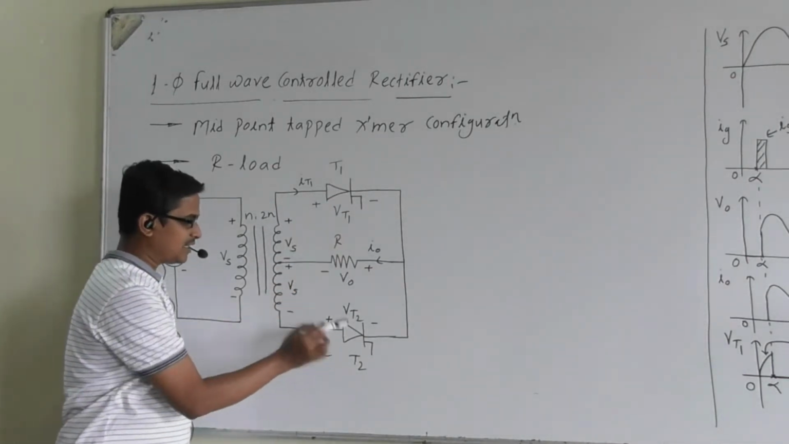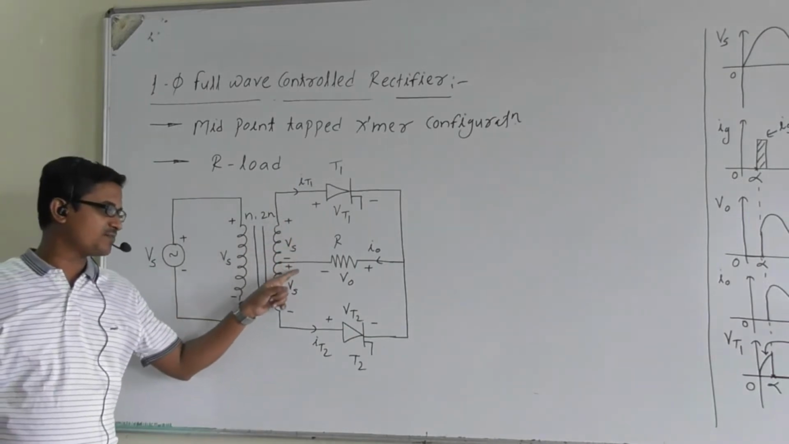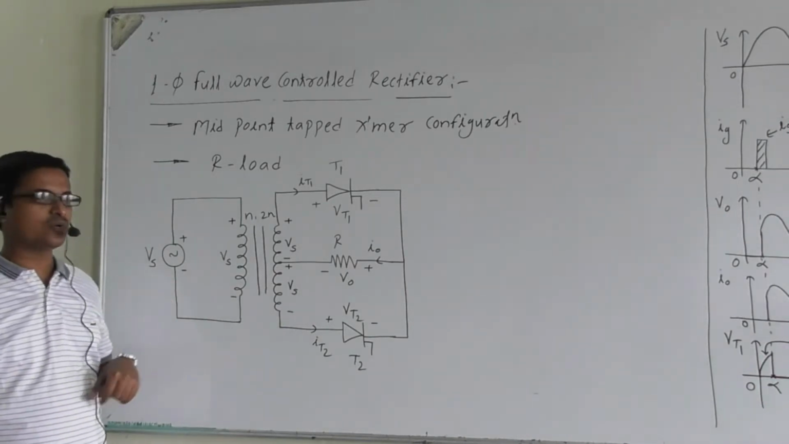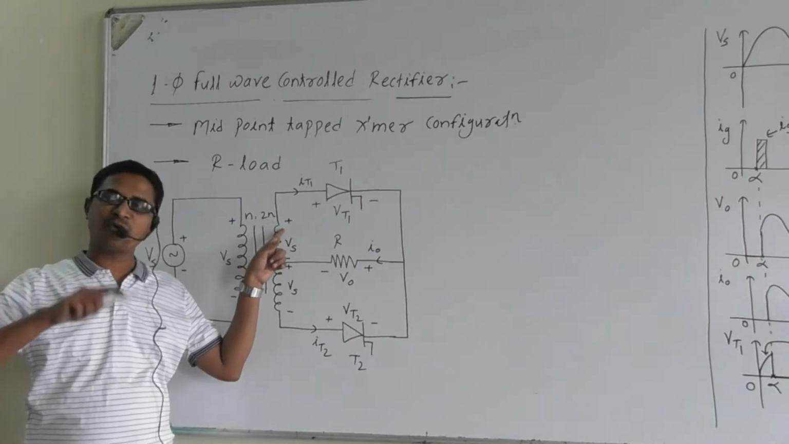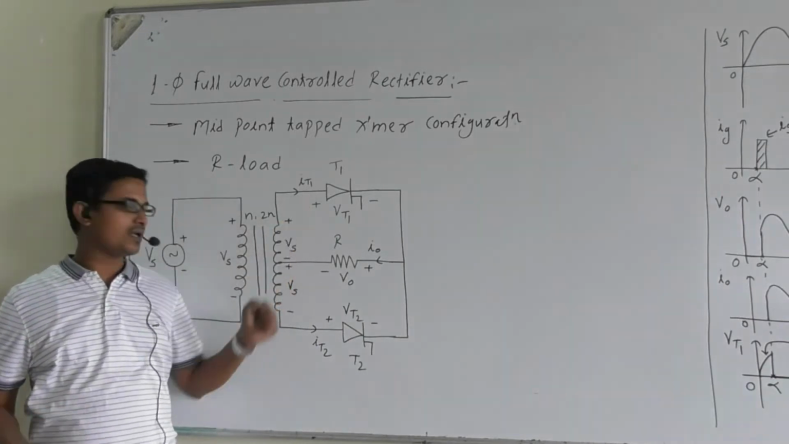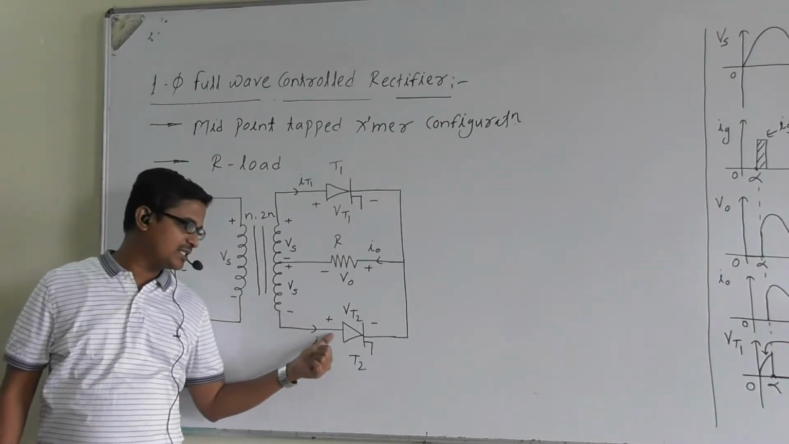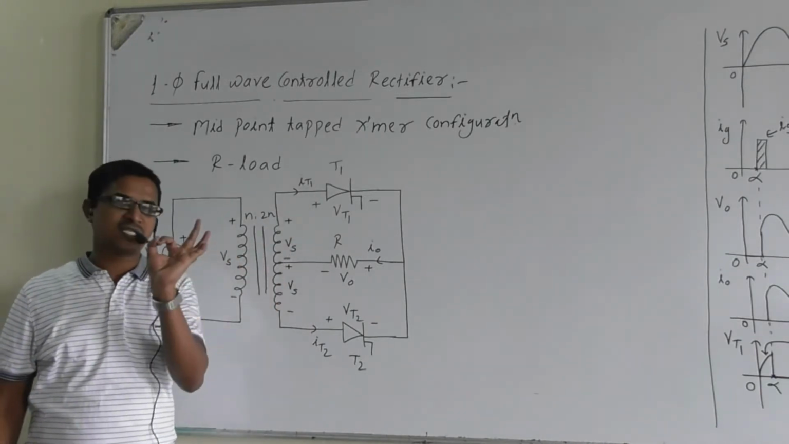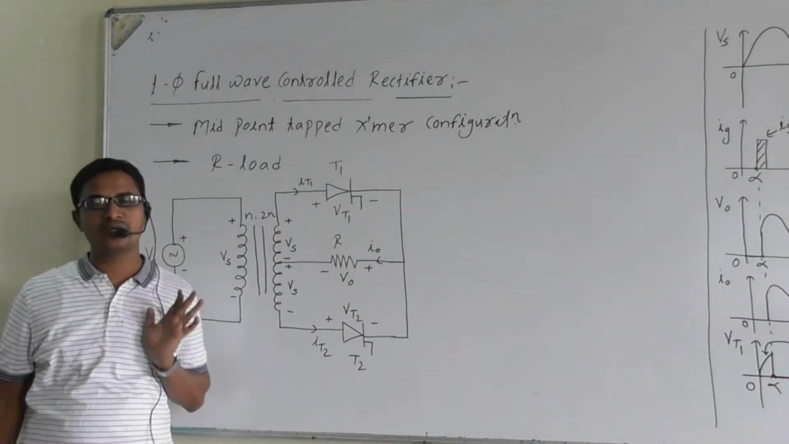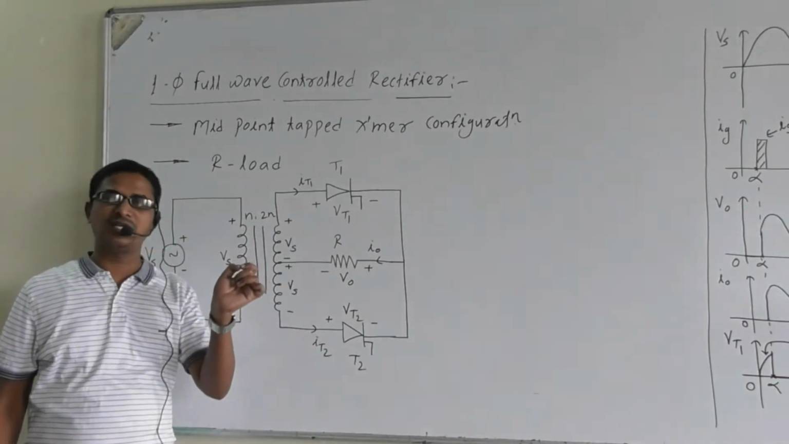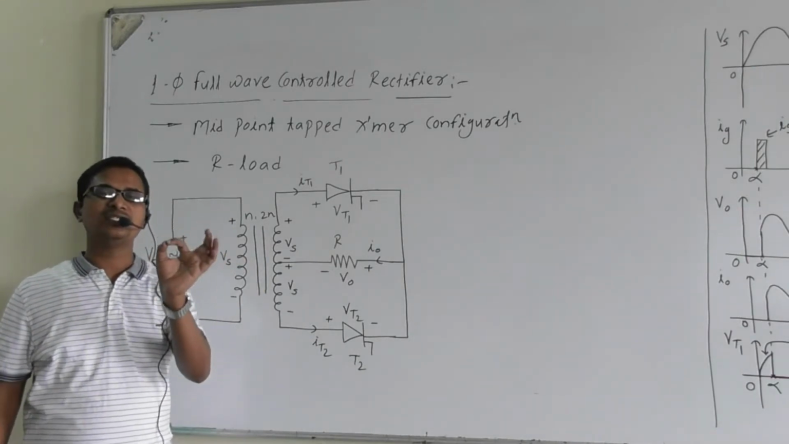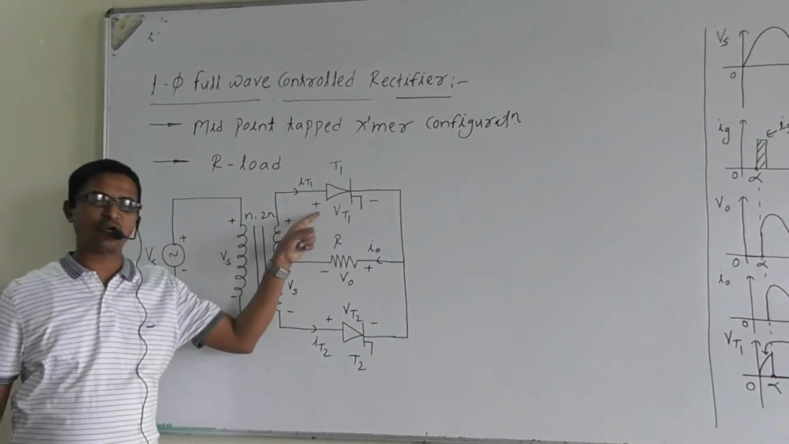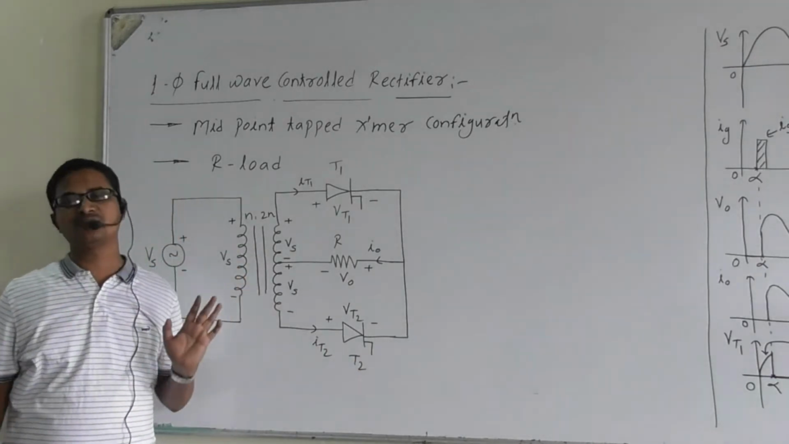Now here are thyristor T1 and thyristor T2. This plus minus polarity is for when Vs is positive. When Vs is positive, the highest potential point appears at the anode of thyristor T1, so thyristor T1 will be in forward bias mode, and the lowest potential appears at the anode of thyristor T2, so thyristor T2 is in reverse bias mode. Very importantly, when Vs is positive, thyristor T1 is in forward bias mode and thyristor T2 is in reverse bias mode.